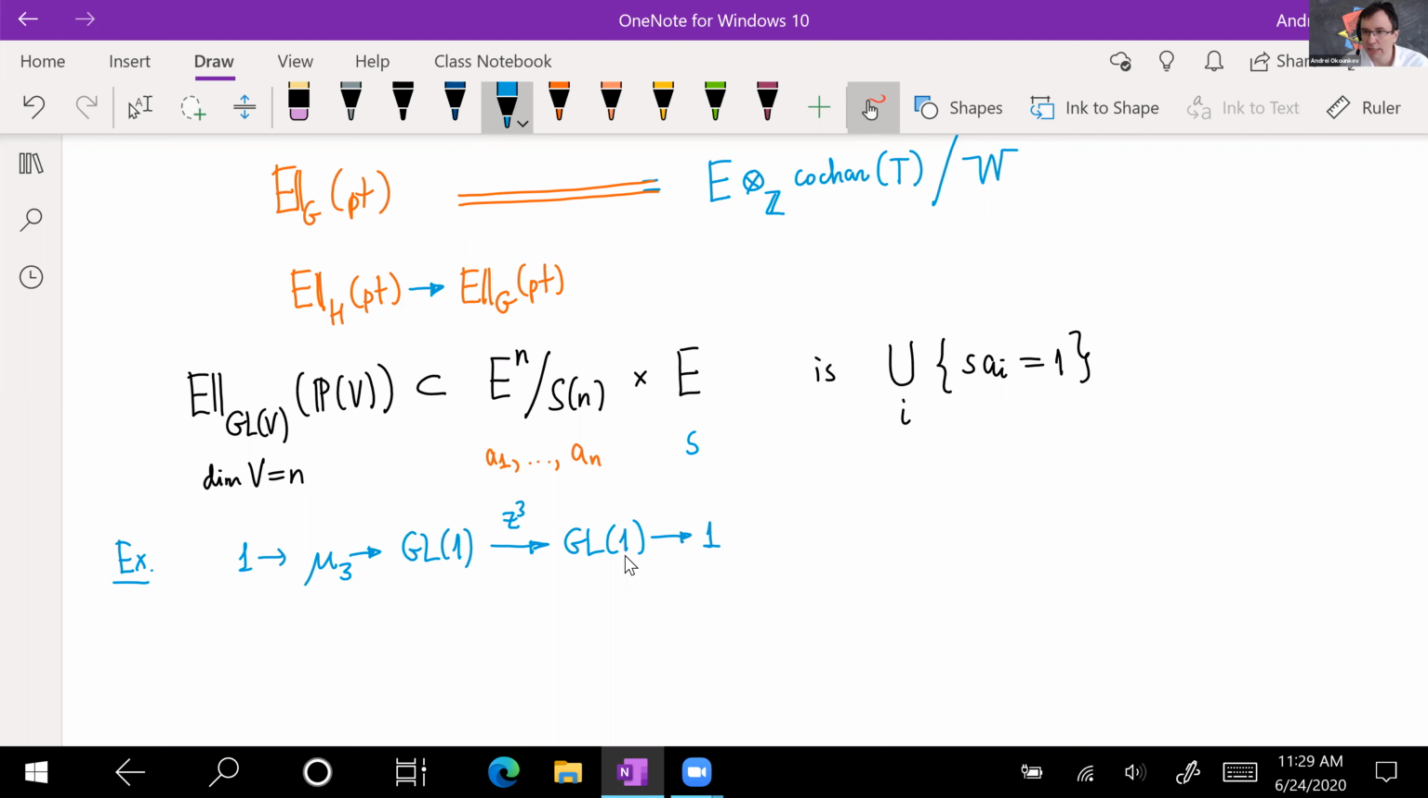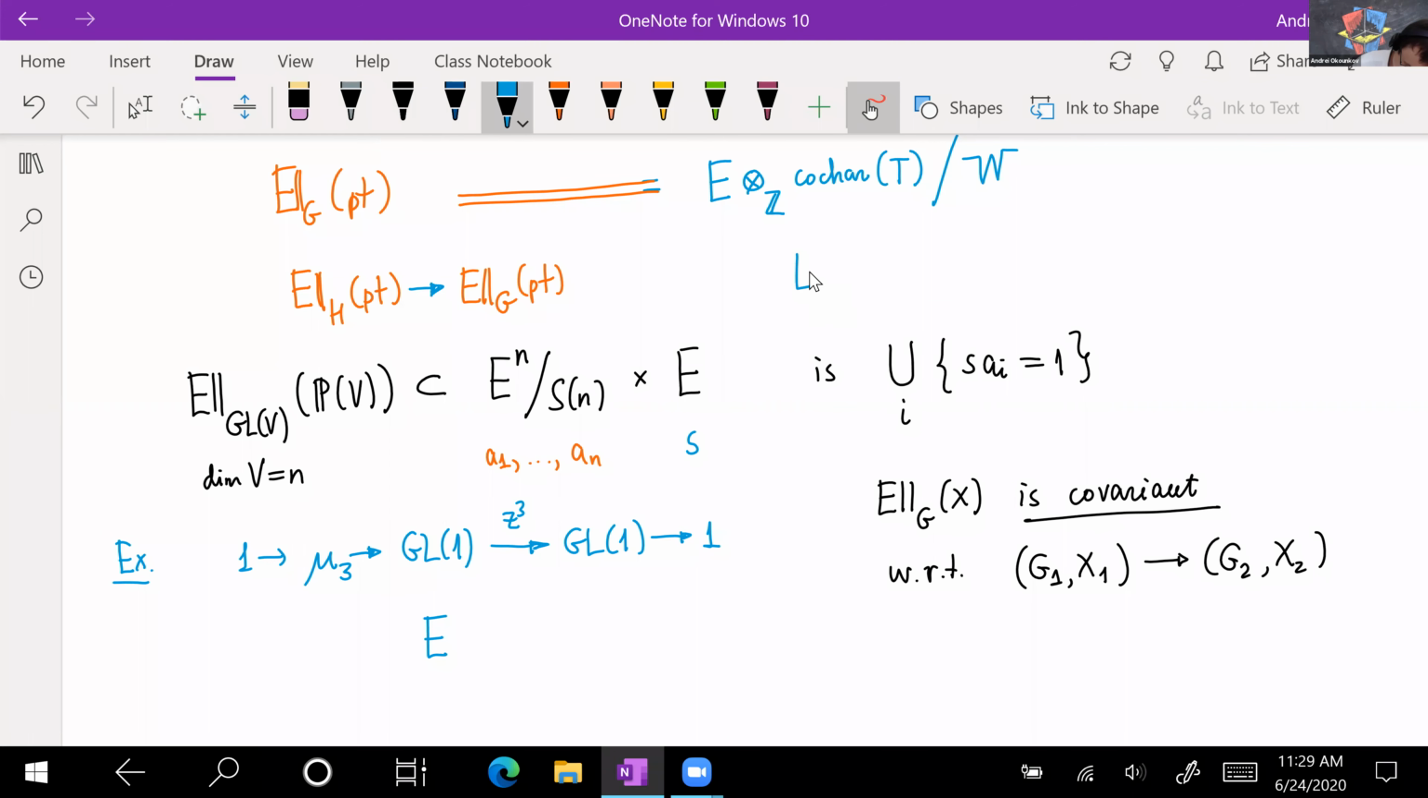And so the corresponding map on elliptic homology is going to be E. So in particular, here, elliptic of U1, or whatever. Let's say U1 equivariant homology of a point, that is just E. And so then you get E goes to E. This is multiplication by 3. And so here the kernel are the points of order 3.